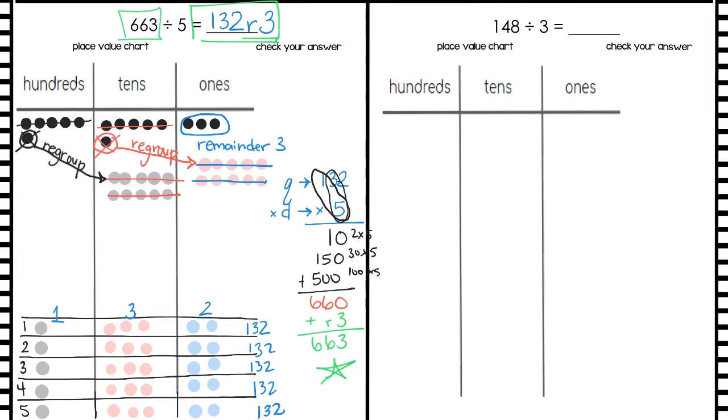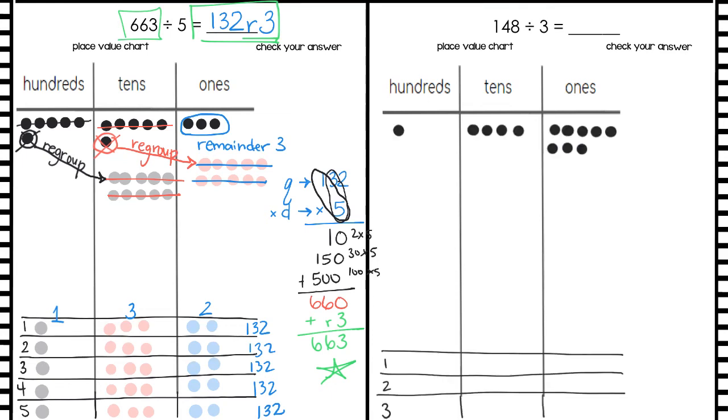All right, here's our last problem. Let's finish this one up. 148 divided by 3. You know the drill. Put 148 at the top and divide it into 3 groups. Pause the video and do this. Alrighty. 148 divided into 3 groups.